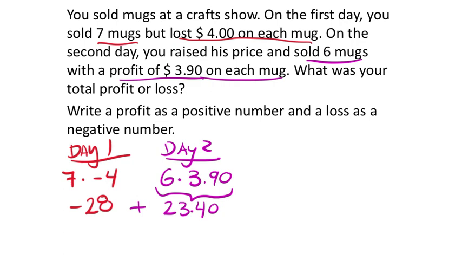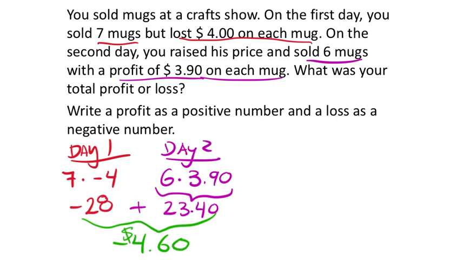All we gotta do is combine these now. Now again, you could stack and add these, or 28's bigger, so you know it's gonna be negative. But again, I'm just gonna put this into the calculator. So I'm gonna type in negative 28 plus 23.40, enter, and the calculator says it's negative 4.60.